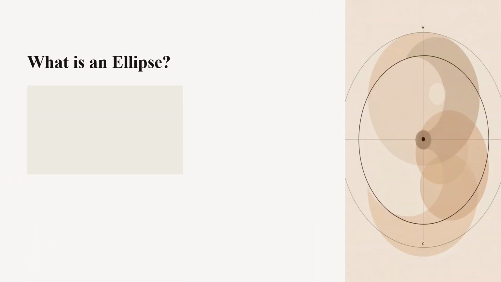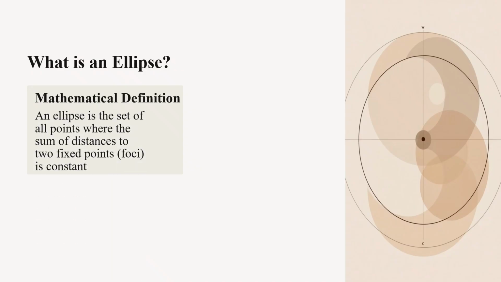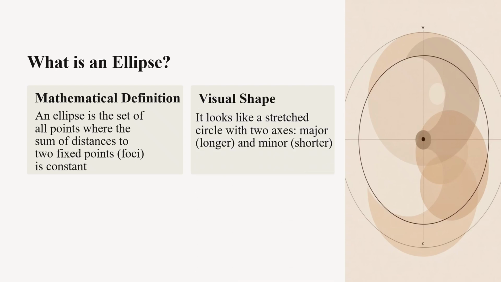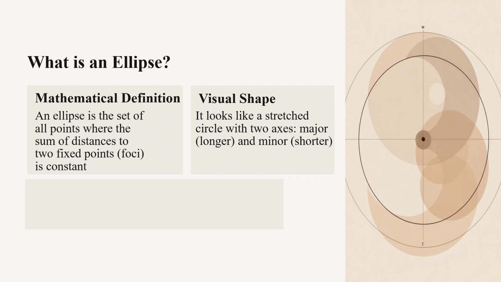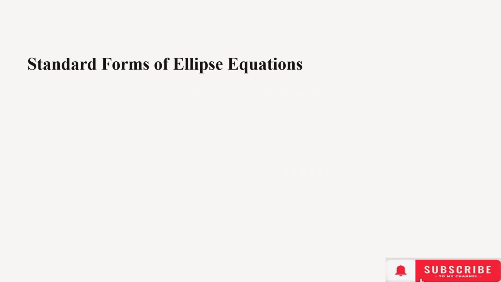So, what is an ellipse? An ellipse is the set of all points where the sum of the distances to two fixed points called foci is constant. Visually, it looks like a stretched circle with two axes, the major axis longer and the minor axis shorter. When the ellipse is centered at the origin, it is perfectly symmetric about the point (0, 0).